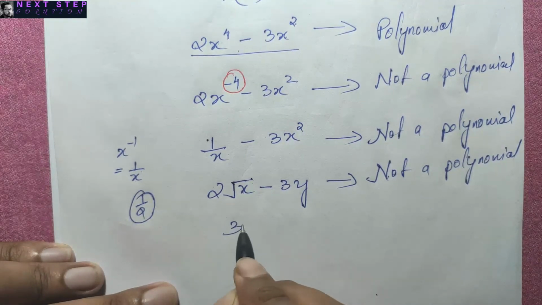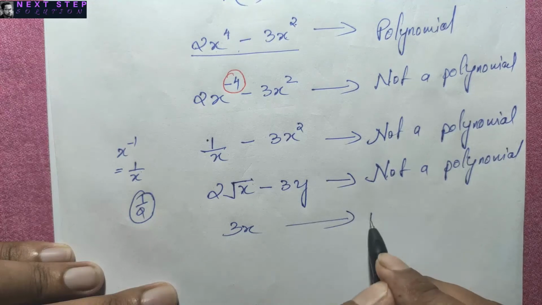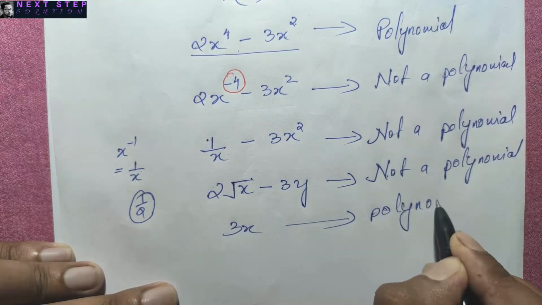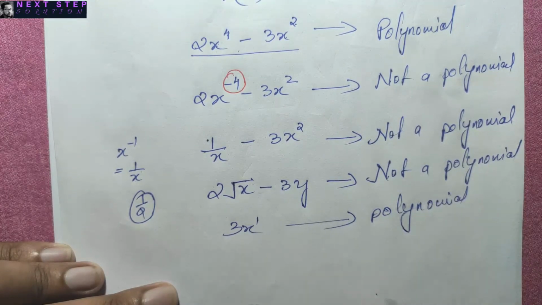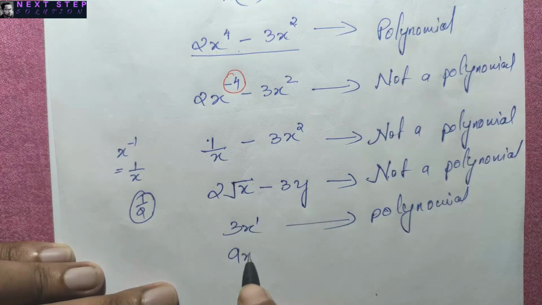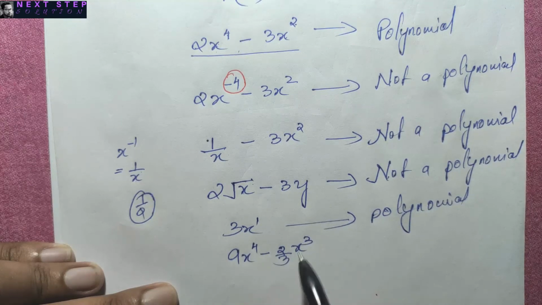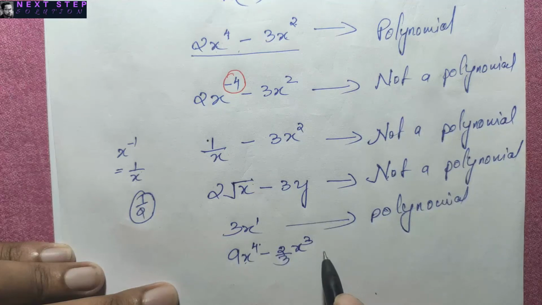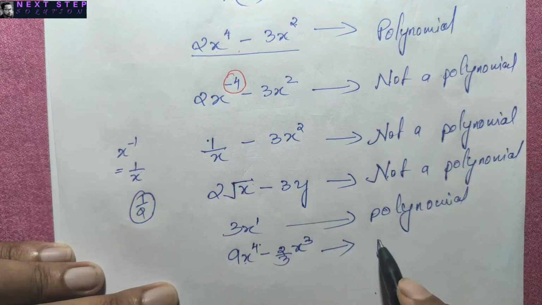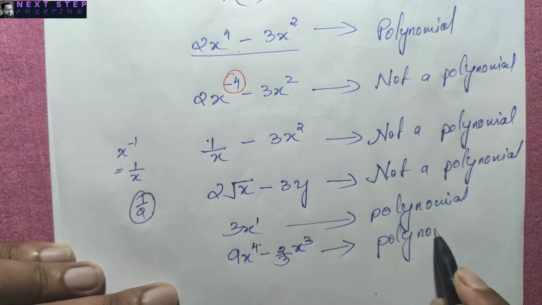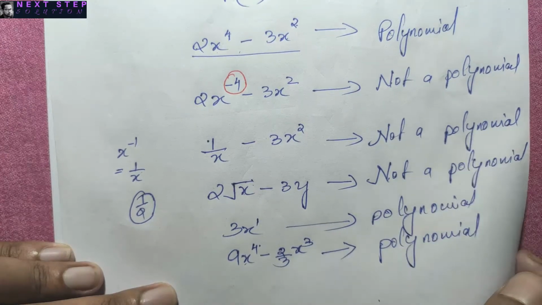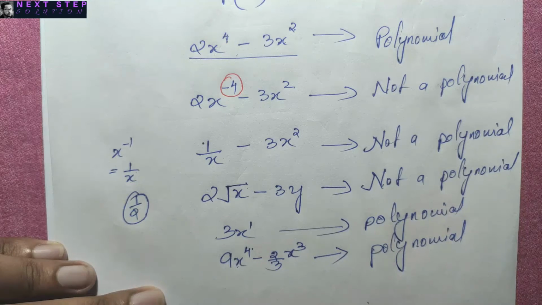If we write 3x only, this is a polynomial, because the power of this is 1. If we write 9x to the power 4 minus 2 by 3x to the power 3, this is also a polynomial, because we have to see only the power. The power is a whole number or not a whole number. The power of the variable and not of the number. So this is also a polynomial. Now, hope you understood what are polynomials and what are not polynomials.